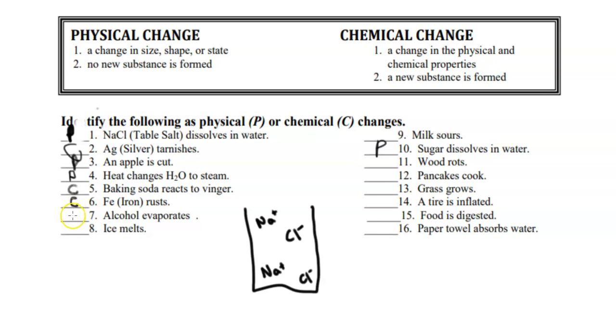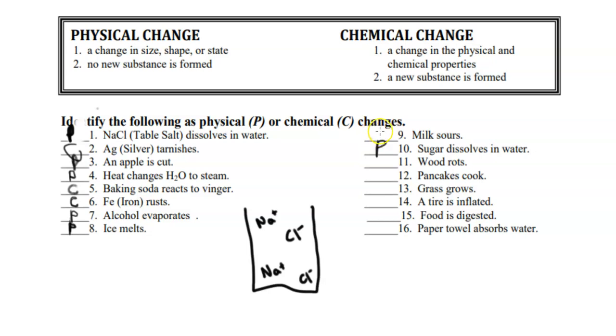Alcohol evaporates. This is just like number 4. Number 8's just like number 4 as well. A change of state is a physical change, because you're not getting anything new.